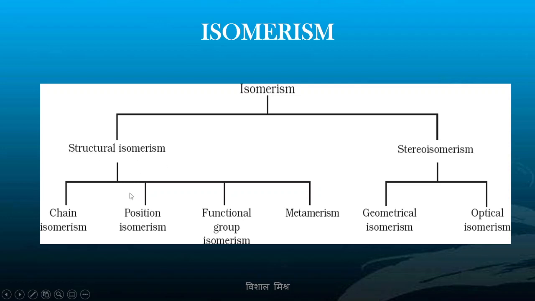Structural isomerism is classified as chain isomerism, position, functional, and metamerism. And stereoisomerism is classified as geometrical and optical. About stereoisomerism, we will be learning in our 12th. But here we have to learn about structural isomerism, namely chain isomerism, position isomerism, etc. So let's see one by one.